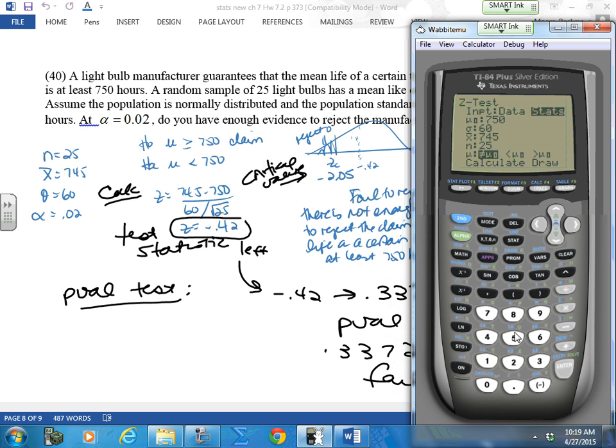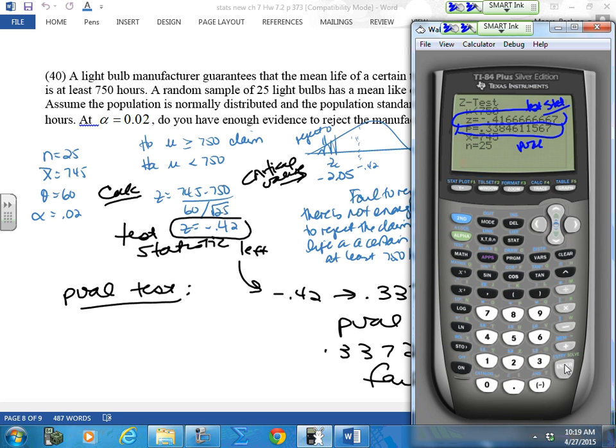25. Now, this tail follows the tail of your HA. You are less than. However your tail points for your HA, follow the point. Calculate. There's your test statistic. There's your z-score. There's your p-val. Okay, so negative 0.42, and 0.3385.